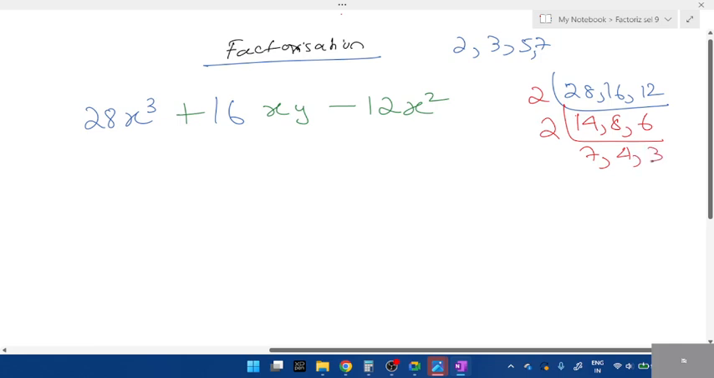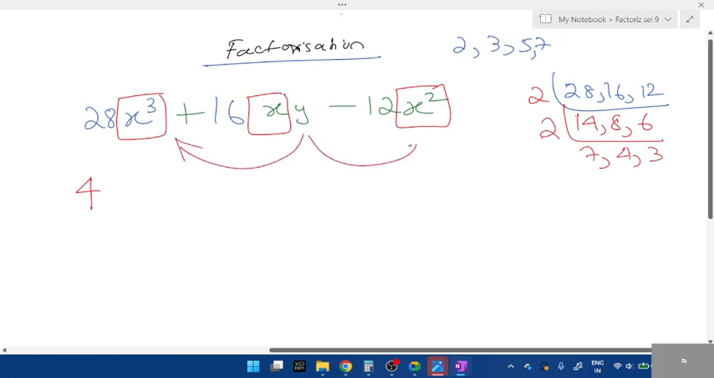2 4s are 8, 2 3s are 6. What's the answer? 2 2s are 4. Number is tough. Now go with the alphabet. Which one has less degree? No, no, not x, y. Only x. Is y present here? No, right? So, which is common? Only that you have to take. Forget y. Take x outside.